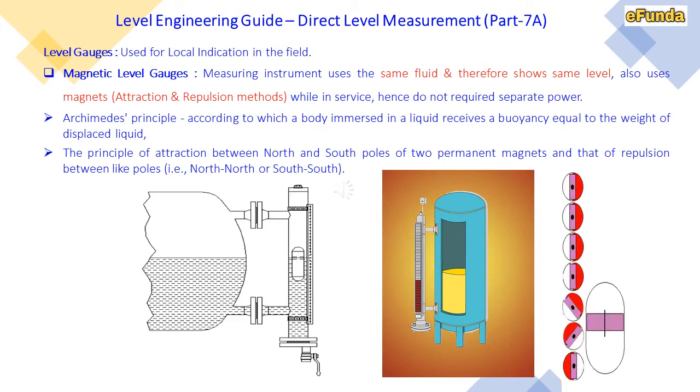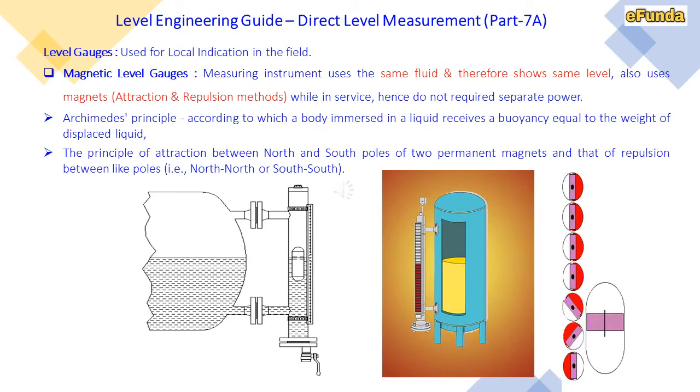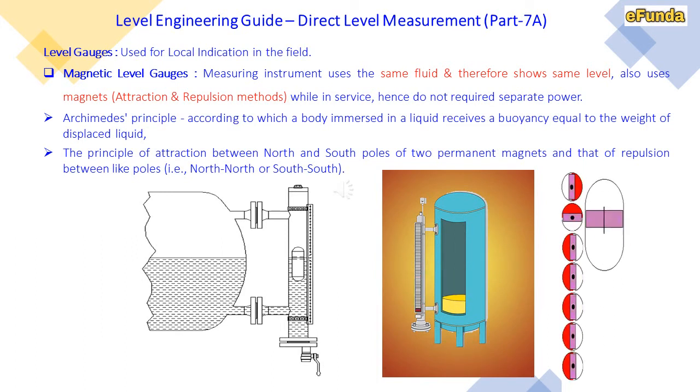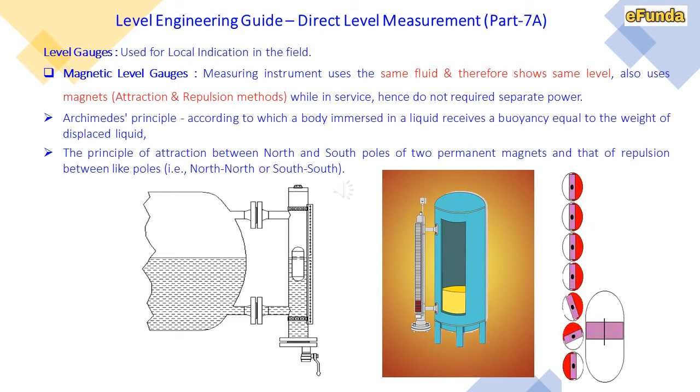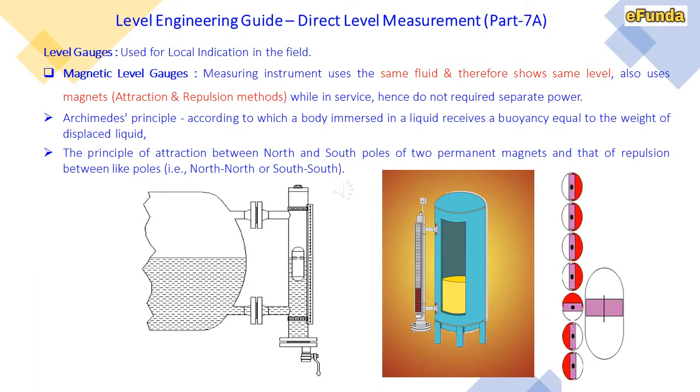One can see in the figure that a chamber is connected to the vessel, where the vessel is half filled, and the direct level measurement can be seen on the level gauge. In the subsequent animation, one can see that as the level changes, the rollers change colors. This is basically changing the position based on north to north, south to south, and the attraction and repulsion method. In the last animation, the colors change based on the float movement. This is all about the magnetic level gauges.